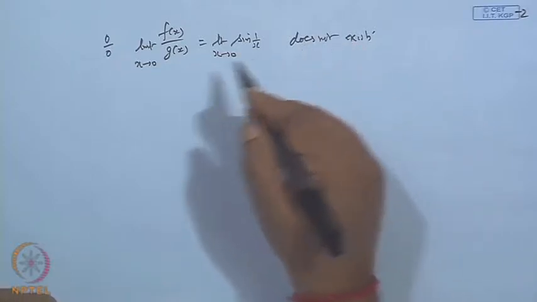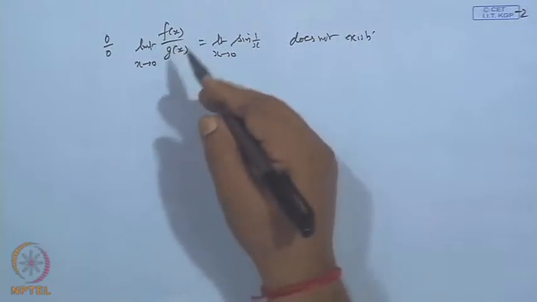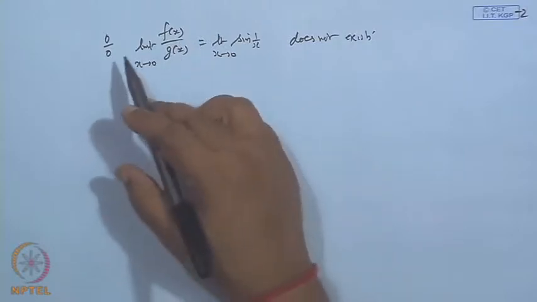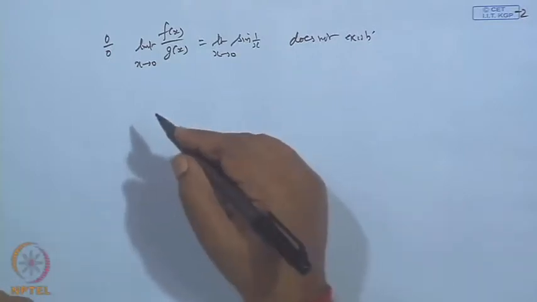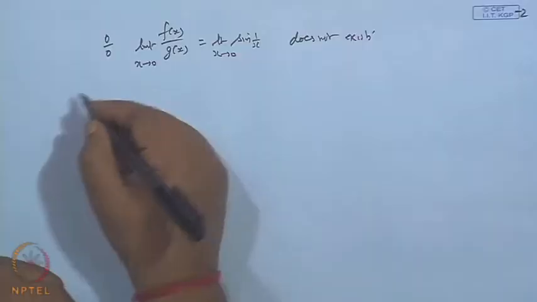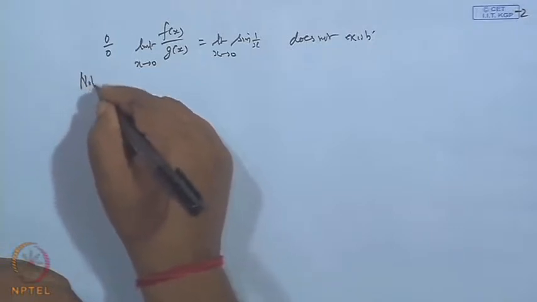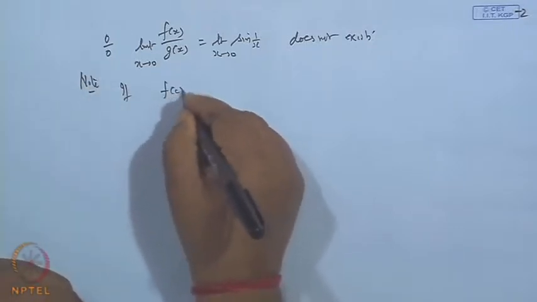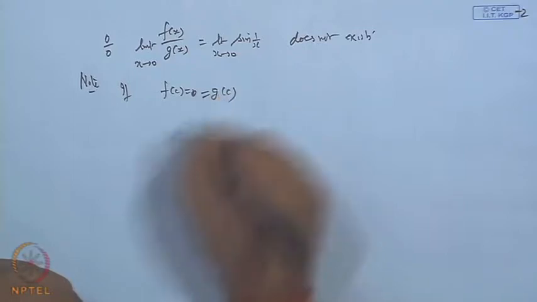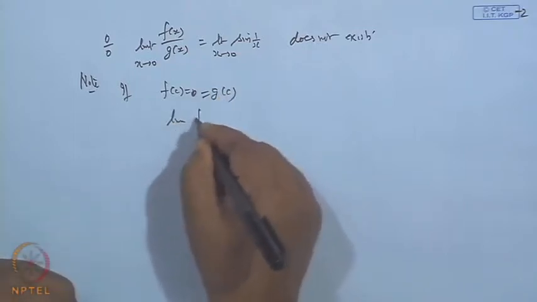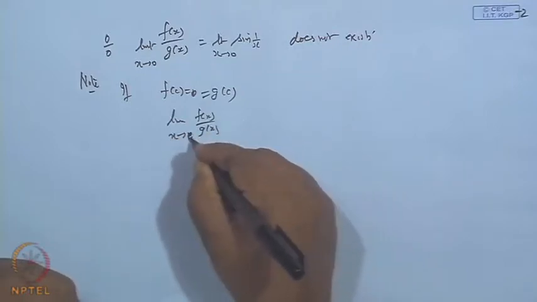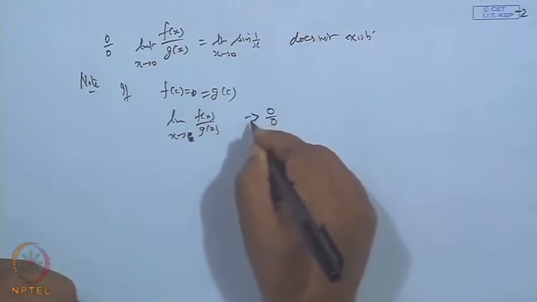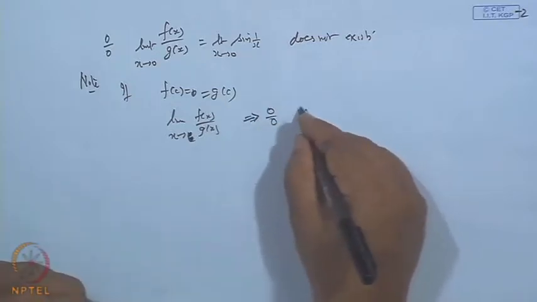That is why, to evaluate such cases, to find the limit of f(x) by g(x) when it amounts to 0 over 0, we require some rules, and that is given by L'Hospital's rule. Now, one more thing: even if f(c) is 0 and g(c) is also 0, then the limit of f(x) by g(x) as x tends to c is also in the same 0 over 0 form, which is also an indeterminate form.